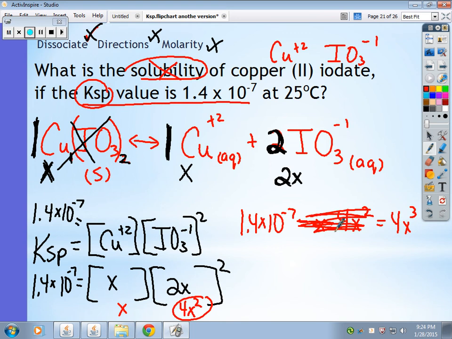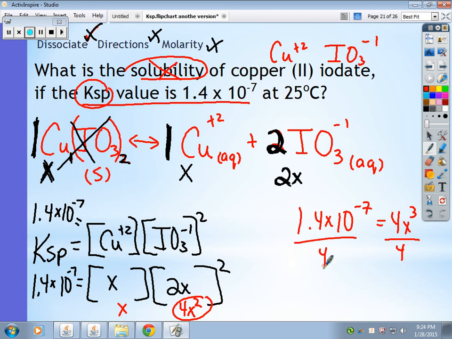What do you get when you get 1.4 times 10 to the minus 7th equal to 4x cubed? Well, you divide both sides by 4, right? Which means the 4 on this side is going to go away. And to get x by itself, I'm going to go ahead and cube root this whole puppy. That makes me solve for just x, doesn't it? Okay? And that means when I do that, I'm going to come up with a value, put in your calculator, of 3.3 times 10 to the minus third.